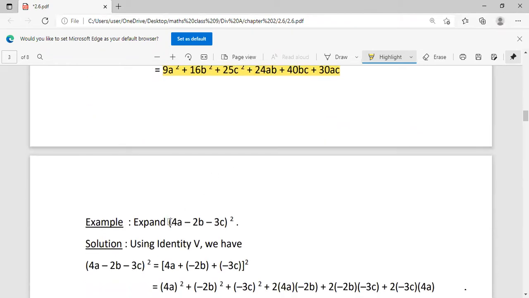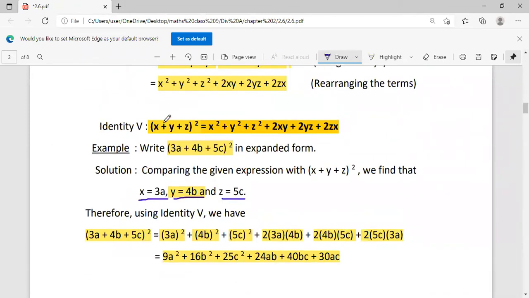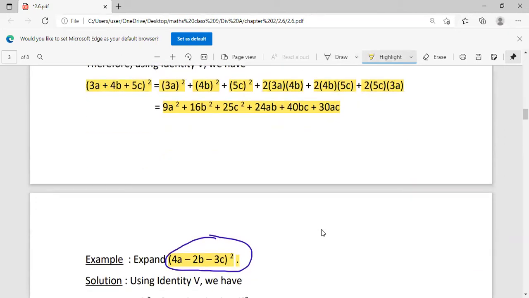Okay, fine. So now we are doing a similar question. See, expand (4a minus 2b minus 3c) whole square. This is an important question. All of you listen carefully, because in this identity all the signs are positive. There is no negative sign. Then how can we identify the negative sign for each and every term? We will do that in this question. So listen carefully, otherwise you may find it a little confusing.